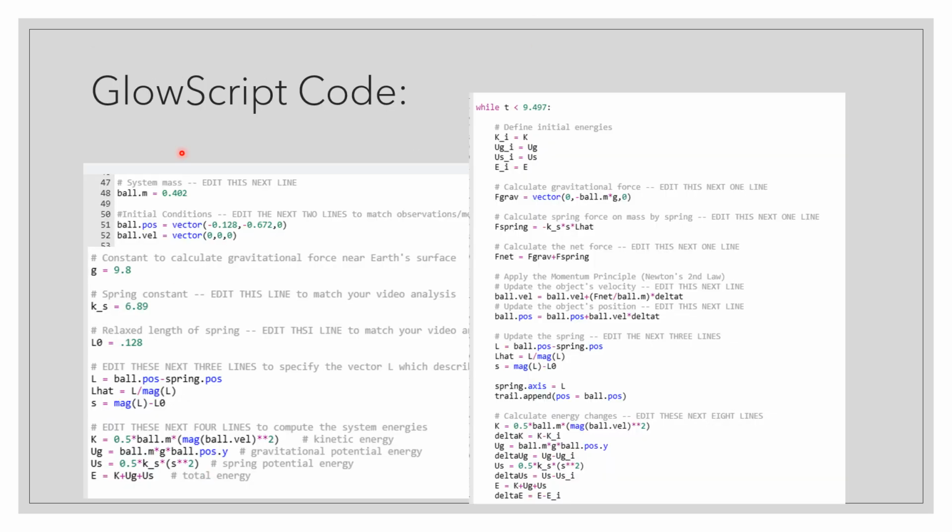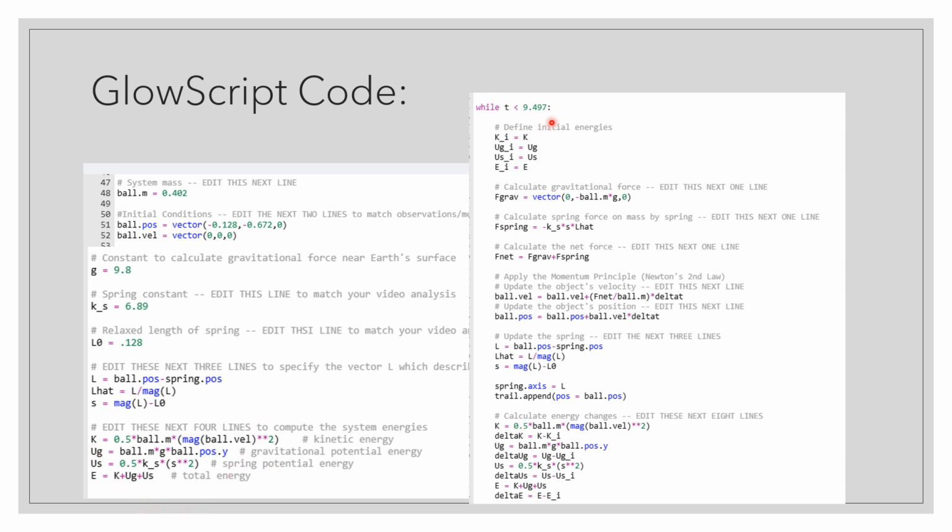So here's my GlowScript code. So these are the initial conditions that I found. This was a given mass, and this was my initial position and initial velocity. And these are the spring constant and relaxed length that we found in the last computation or slide. Here are the spring length and spring direction equations. Here are the kinetic, gravitational, and spring potential energy formulas, and I added them together.